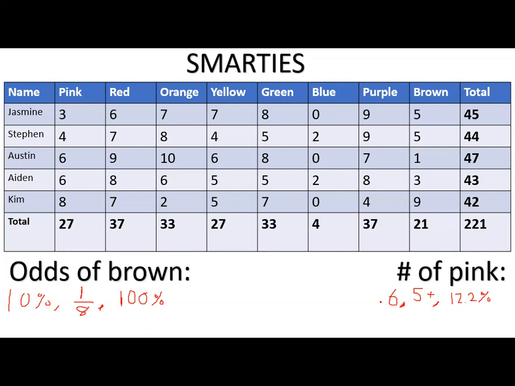Did anyone get less than 5? When you actually counted it out, did anyone get less than 5 this time? You got 4? 3? Okay, 3, 4s. Austin got 6, I think. You got 2? Okay, so it's really all over the place here.